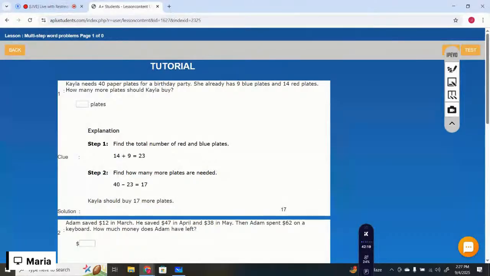Kayla needs 40 paper plates for a birthday party. She already has 9 blue plates and 14 red plates. How many more plates should Kayla buy? So she already has 14 red and 9 blue. So add 14 plus 9 to calculate how much she already has. So 14 plus 9 is 23. Now she needs 40. So 40 minus 23 means how much more she still needs. So 40 minus 23 is 17. That means she still needs 17 more plates.